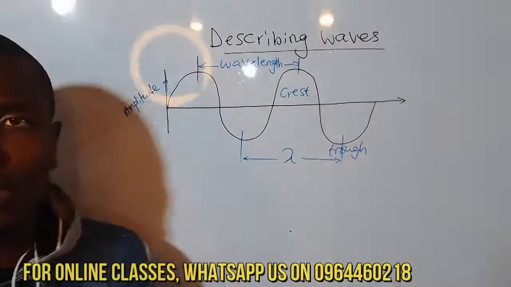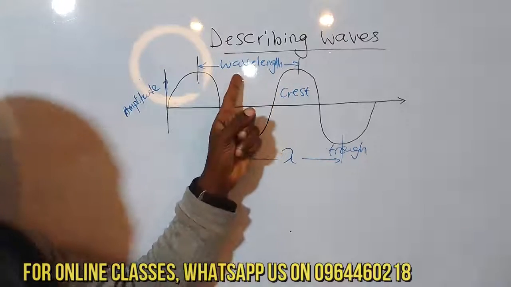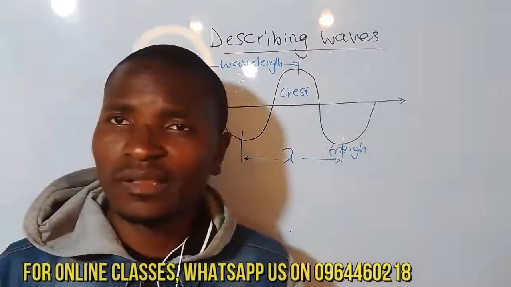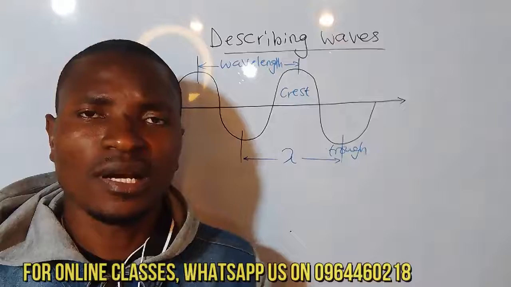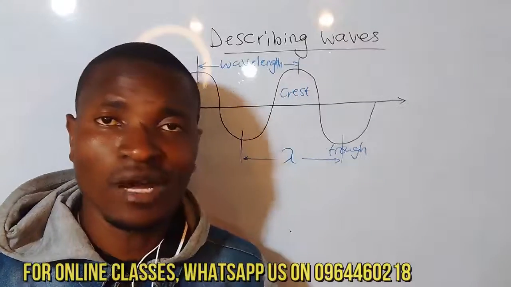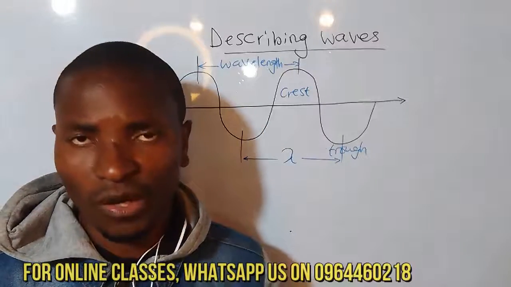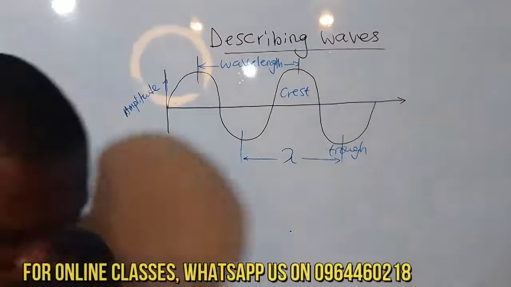Now, like I was saying, we have to define what is a wavelength, what is an amplitude, as well as the speed of the wave, and then also we have to define what is the frequency of the wave. So let us define some of this.